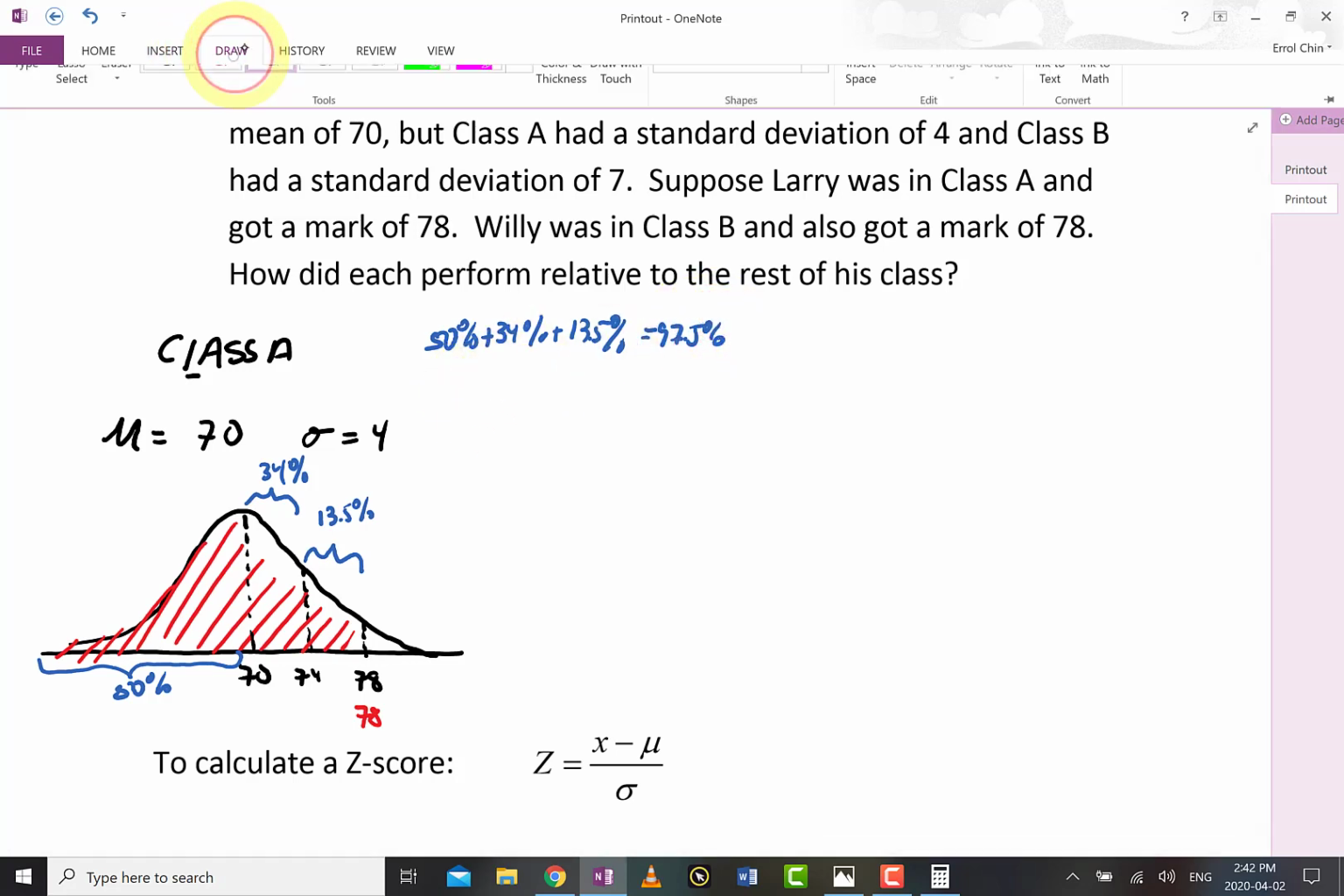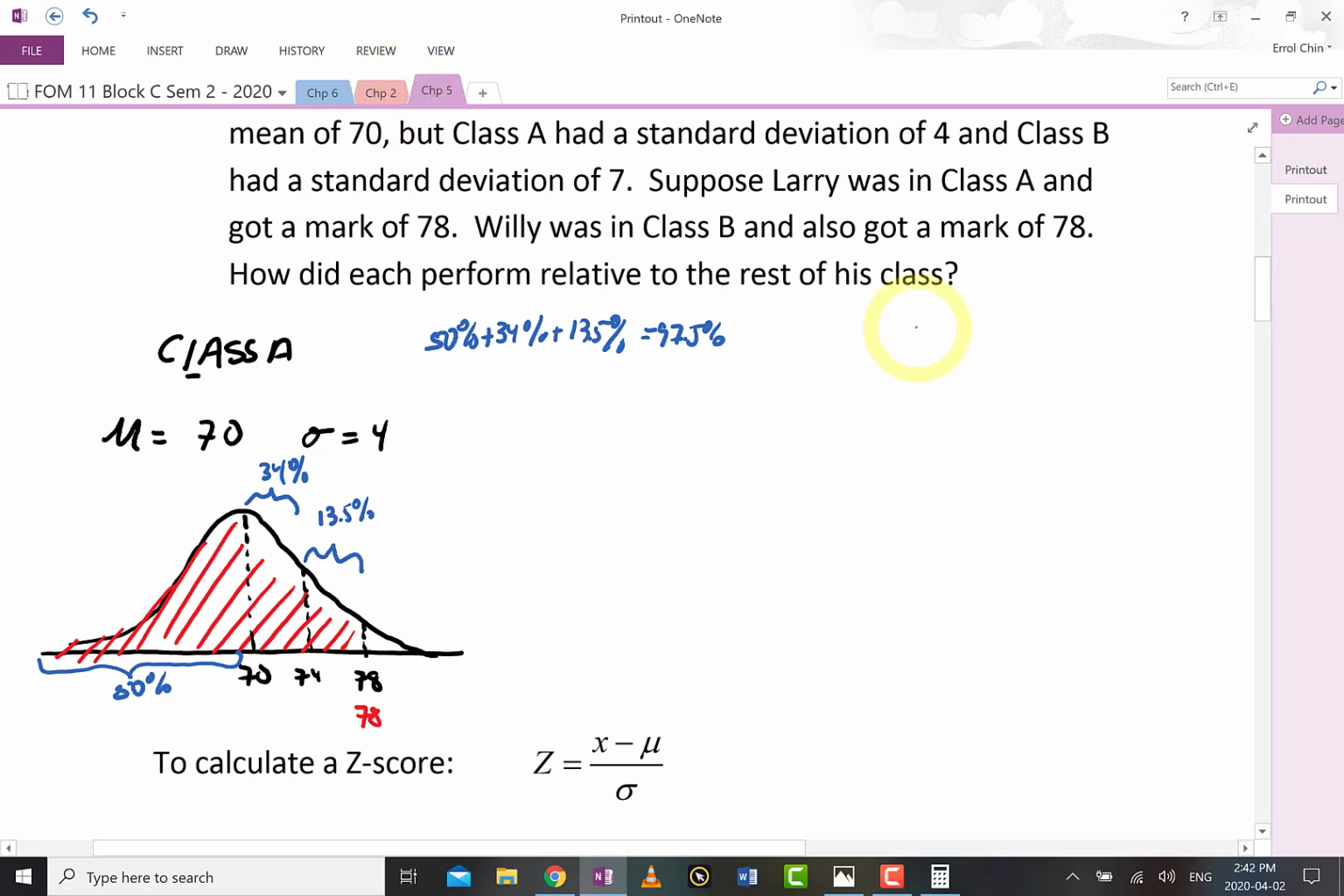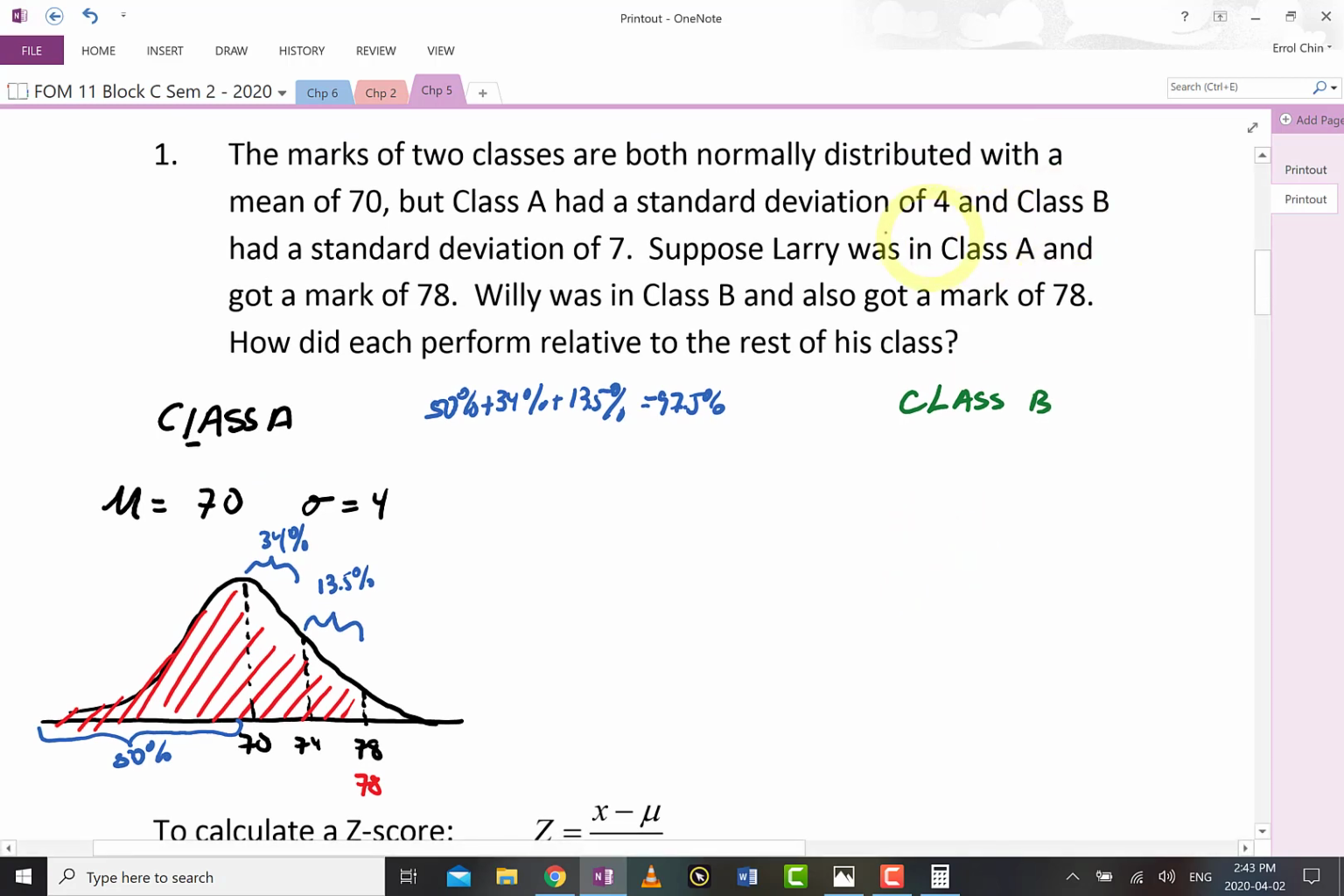Now, class B. I'll use a different color. Class B had a mean of 70. Marks of two classes are both normally distributed with a mean of 70, but class A had a standard deviation of 4 and class B had a standard deviation of 7. So it's the same mean. So I'm going to draw my normal distribution. So again, it's the same mean, but the standard deviation in this case was 7.